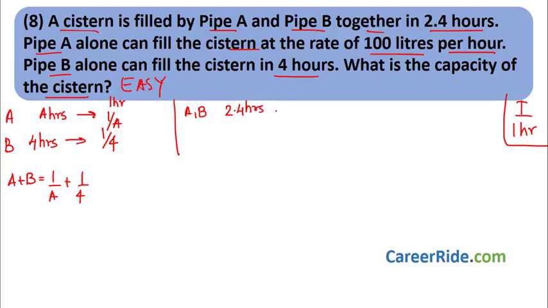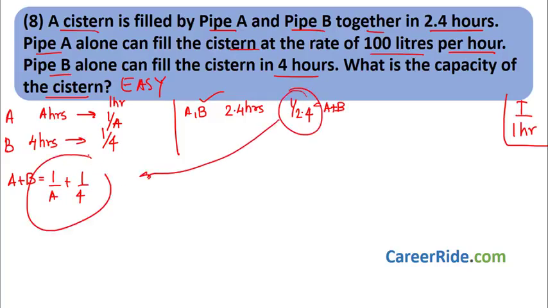Is that right? Okay. So in 1 hour, how much of the cistern is filled by pipes A and B? 1 upon 2.4, right? But we already know that when A and B are on, the amount of tank filled in 1 hour is A plus B. So that is nothing but this, right? So these two are equal. So we have 1 by A plus 1 by 4 equal to 1 by 2.4.